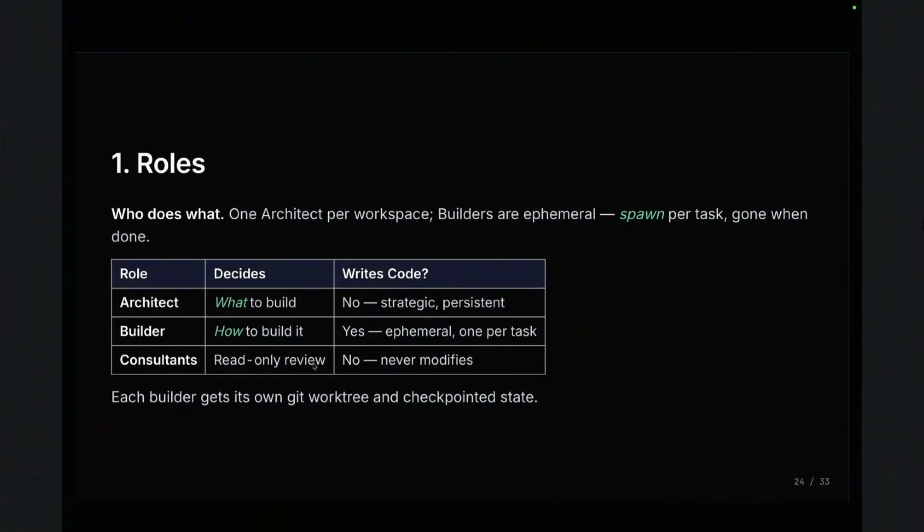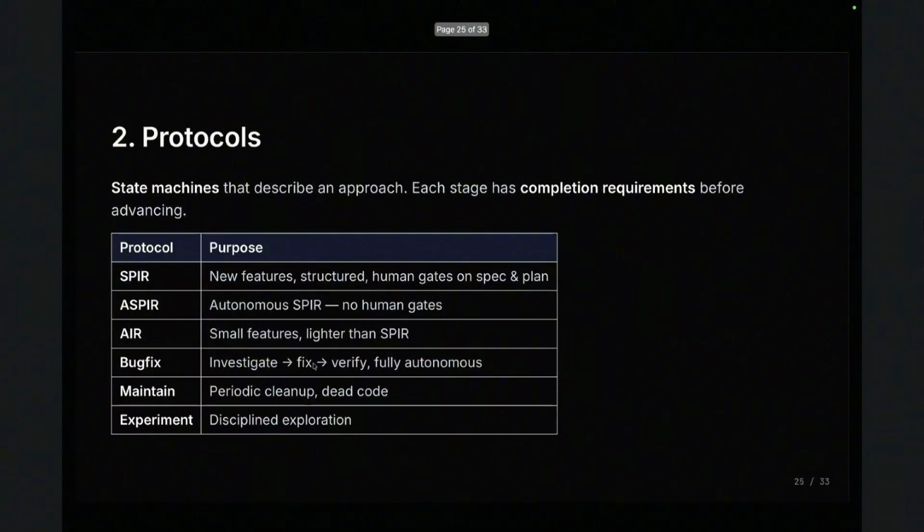Architects don't write code, and consultants don't write code. Only builders write code, right? And that's by design. The architect is helping you to decide what to build. And each builder gets its own work tree and checkpointed states. So it's the architects that tell the builders what to do, and it's consultants who review the work of the builders and report back to the architect. That allows you to expand your mind in terms of what you're doing.